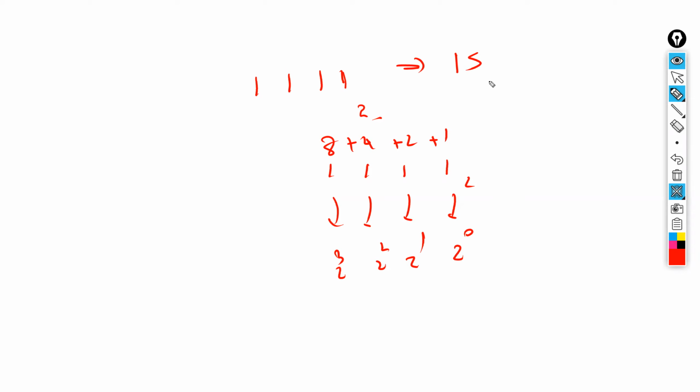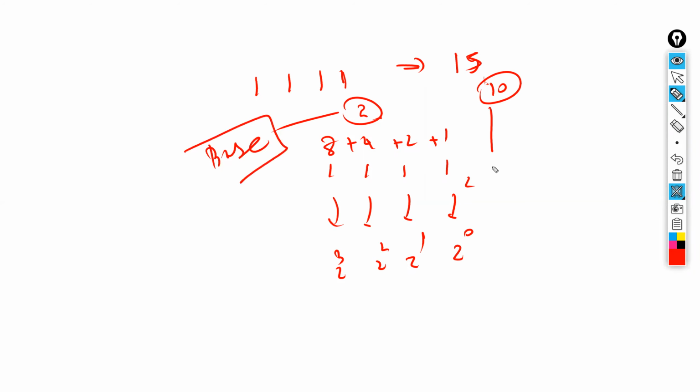What is the base of this? Samia, what is the base of this? What is the base? 10. Yes, base is 10. Here base is 2. Binary base is 2. Denary base is 10. Then how do you represent this 15 in hexadecimal? What's the digit? 15, how do you refer to it? Letter F. Yes, letter F.